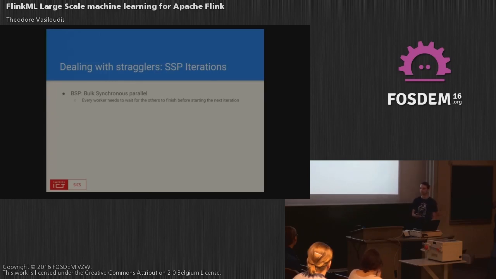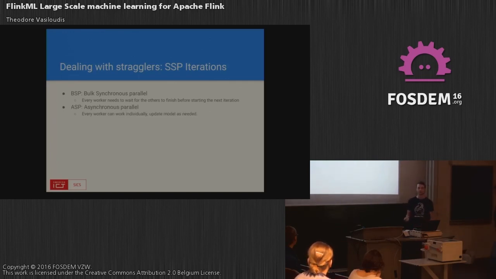So we can take a look at the different synchronization schemes that are available to us. The first one is bulk synchronous parallel. In this model, as we mentioned, at the end of each iteration, we wait for everybody to finish and then we move on to the next one. And of course, this can have an adverse effect on the speed of convergence of the algorithm.